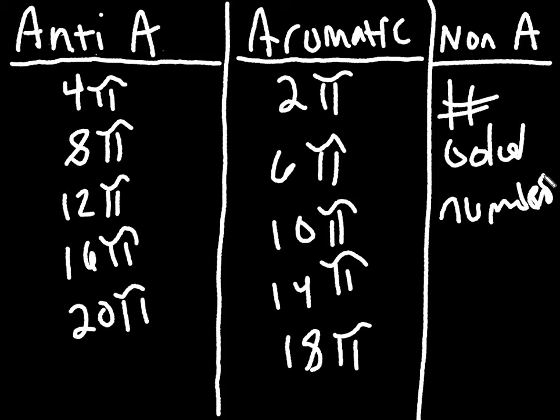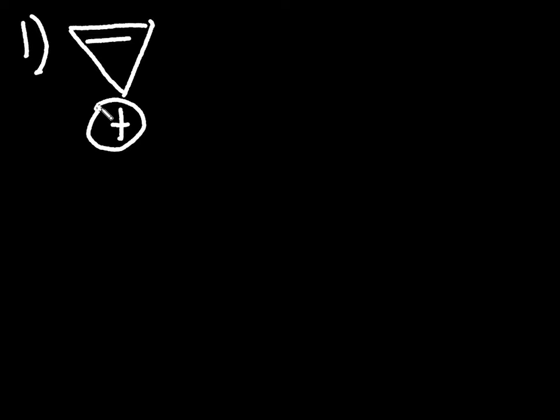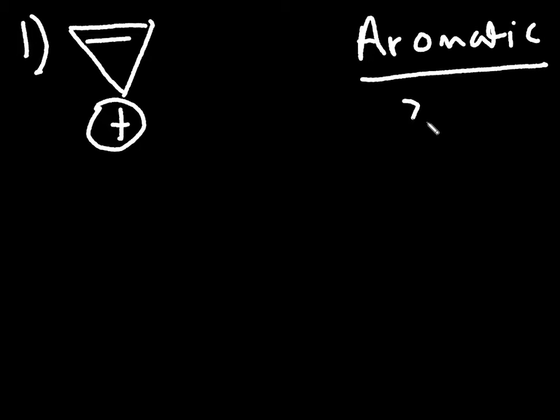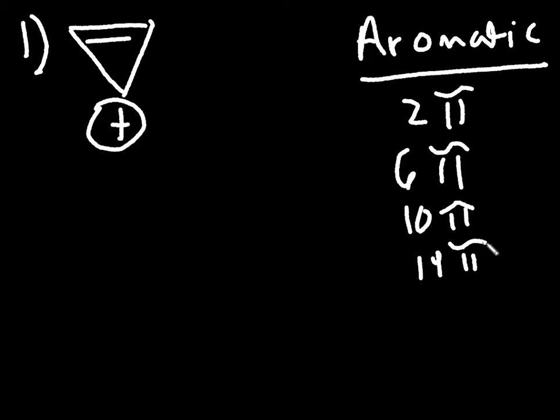So why don't we look at some examples and we'll see. Okay, for this first example, let's see. Now, is this compound aromatic, anti-aromatic, or non-aromatic? So remember, we create this little chart that we have here. So let's see for aromatic. We have 2 pi, and remember, they're all going in intervals of 4. So always start off with 2 for aromatic. 6, 10, 14, we don't need to go further than that.